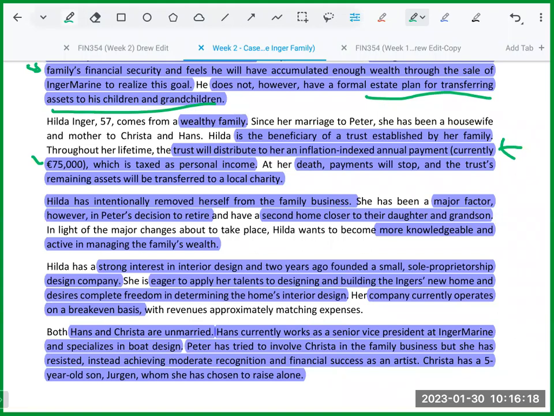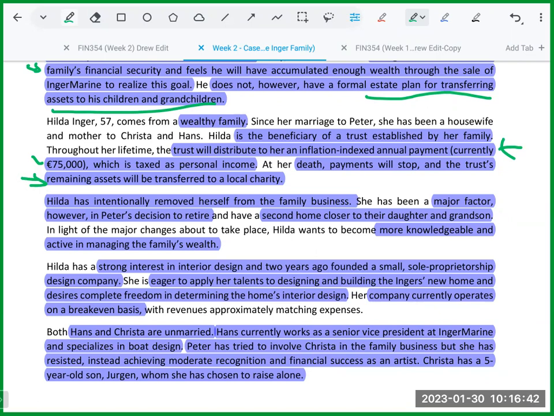So we need to think about, remember, we talked about nominal and real. There's something we need to think about now. And at her death, the payment will stop. The trust will be donated to the local charity. So something to take note of is that you have this trust, but this trust is not going to pass to their grandkids or to their kids. Okay, so it will be transferred to a charity.